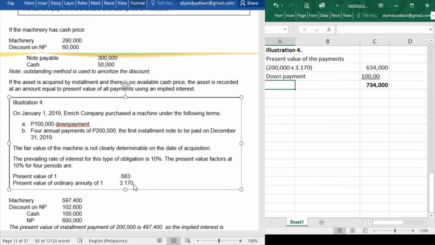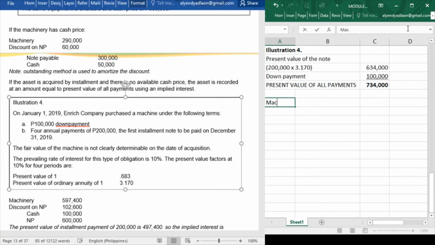The present value of all payments is 734,000. This one, class, is the present value of the note payable. This one is the cash price that we paid at the time of the acquisition. So that is 100,000 and 634,000, so that is 734,000.